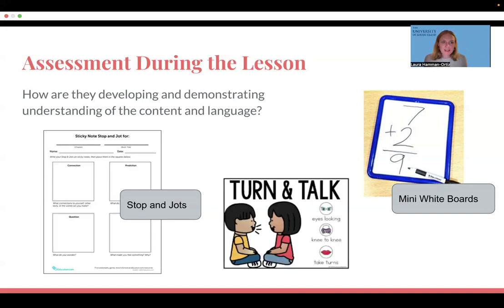And of course, a turn and talk during a lesson, taking a moment to pause, having students turn and discuss something that you're learning about. And as a teacher, then walking around and listening in to find out how students are making sense of the learning.